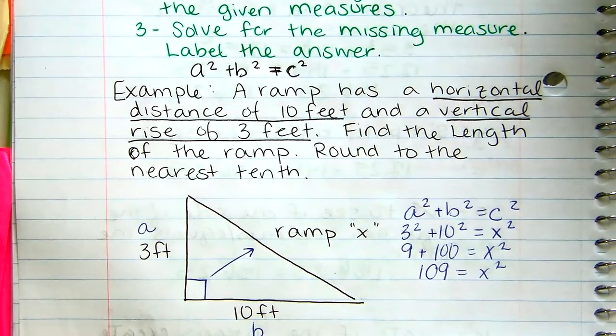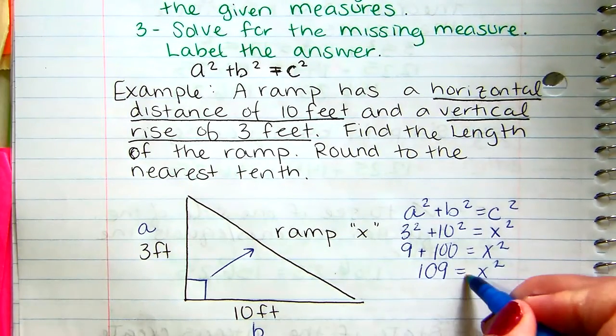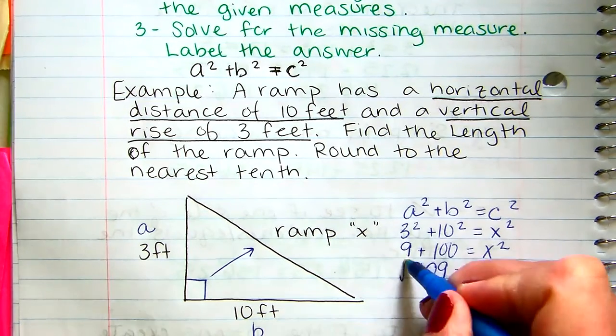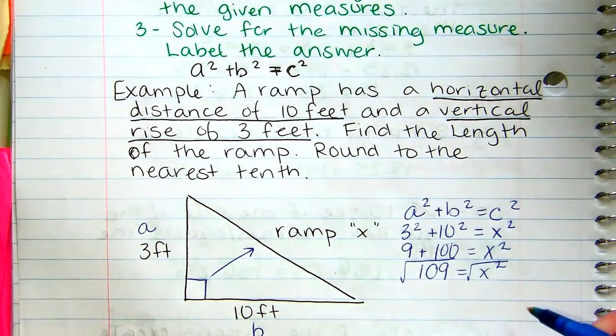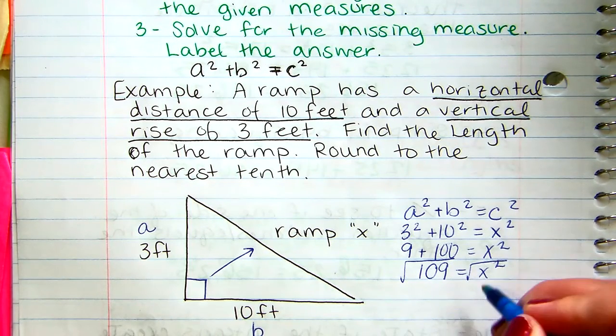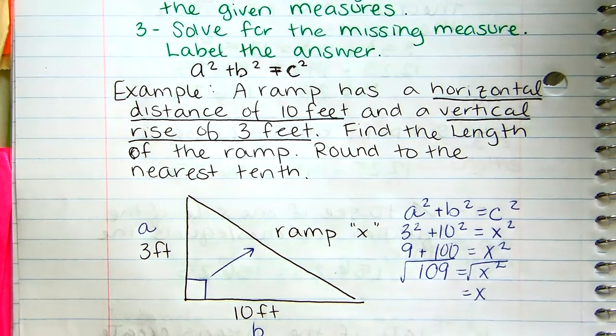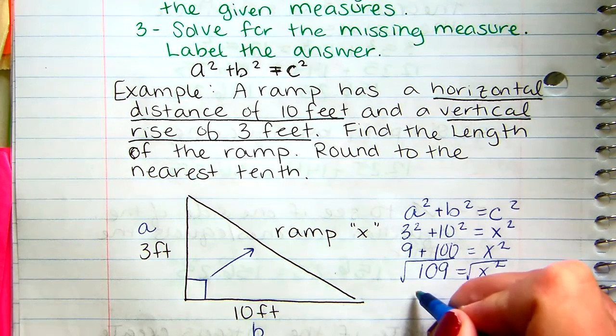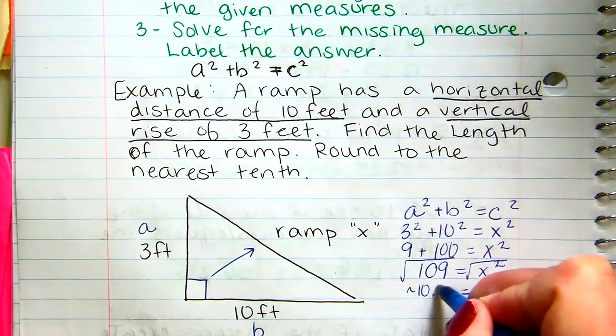Now, I'm going to need to square root both my x squared and the 109, because what we do to one side, we also do to the other, in order to get rid of my squared. When I do that, that's going to leave me with x. And when we get our answer, it's going to be approximately 10.44.